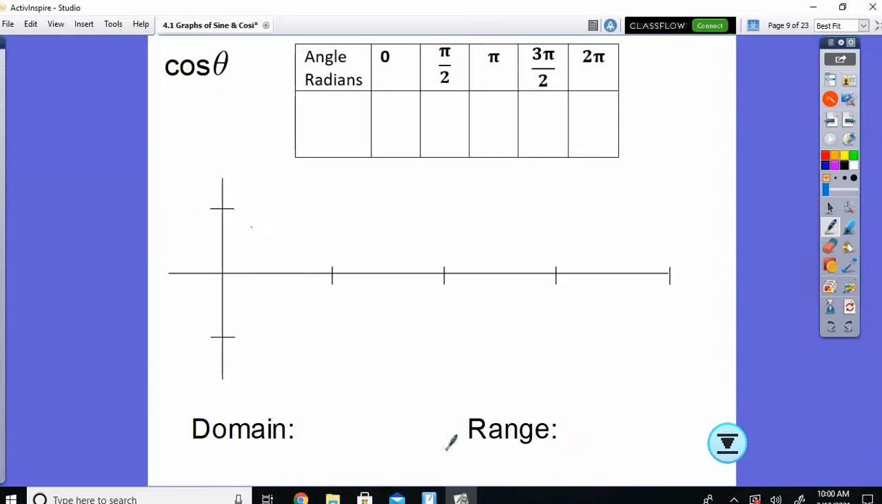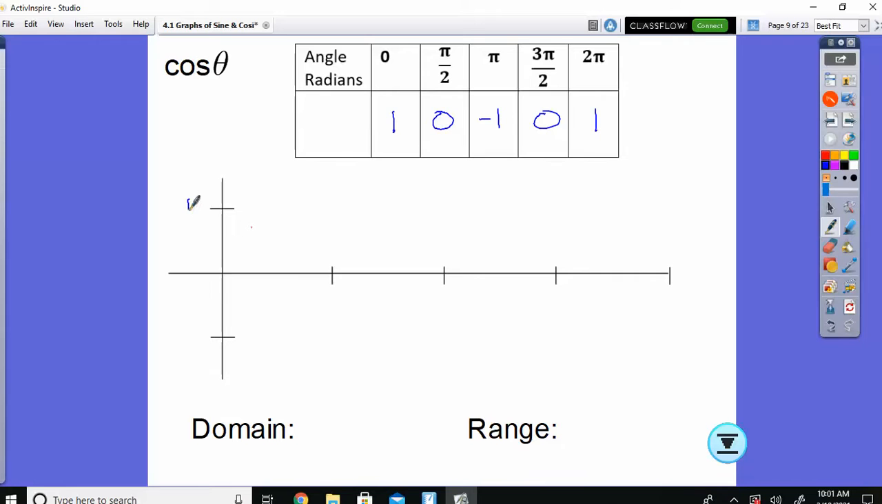Okay, let's do cosine. So we're going to do the same thing. We'll plug in these values. So cosine of 0, 1. Cosine of pi over 2, 0. Cosine of pi, -1. 3 pi over 2, 0. And 2 pi, 1. Do you guys know where these are coming from? If you think about a unit circle, it's the x values. So 1, 0, -1, 0.